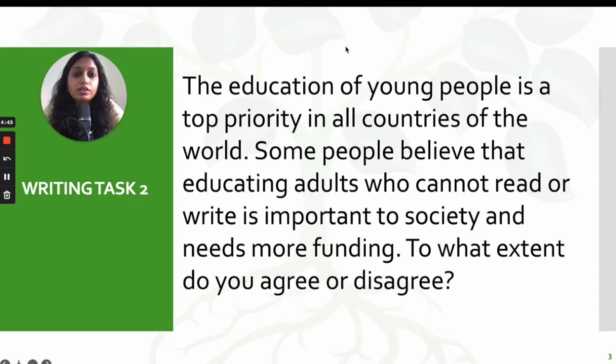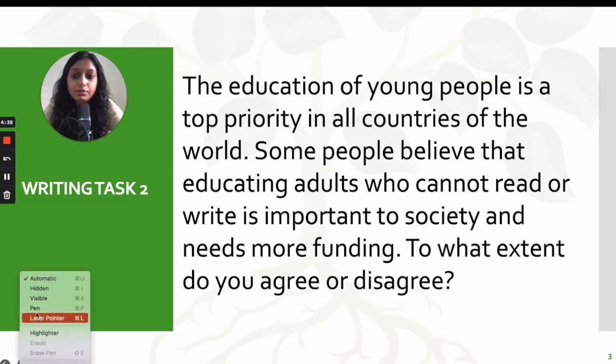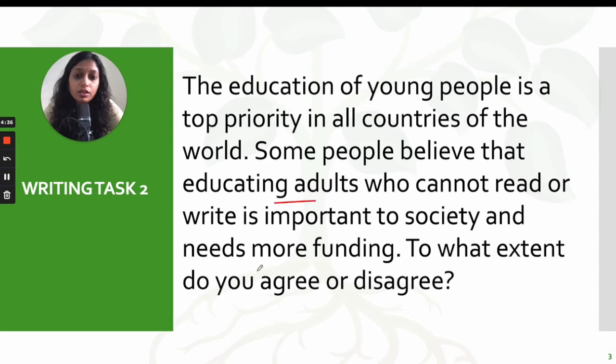Now remember, the question here is asking you about whether you are agreeing or disagreeing to the fact that adults need to be educated, and does that need more funding or no. You are supposed to agree or disagree to this. And while you are agreeing or disagreeing, you should be talking about why educating young people is good, but not as good as educating adults, if you agree to this. But if you disagree to this, you will say why educating young people should indeed be the top priority and people should just continue doing that.